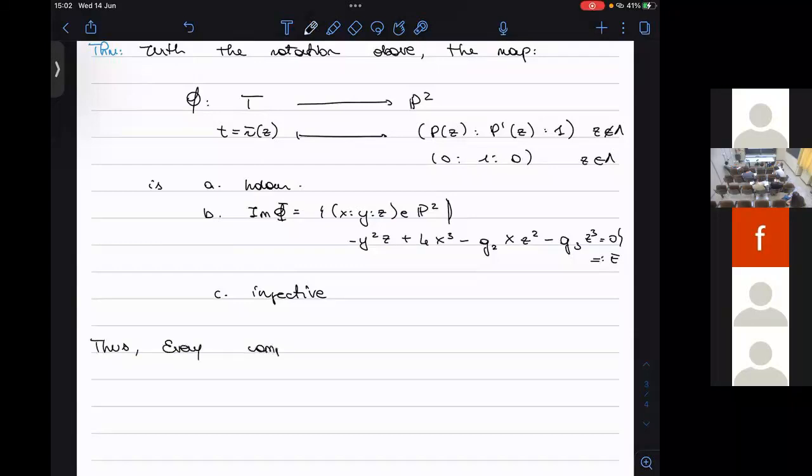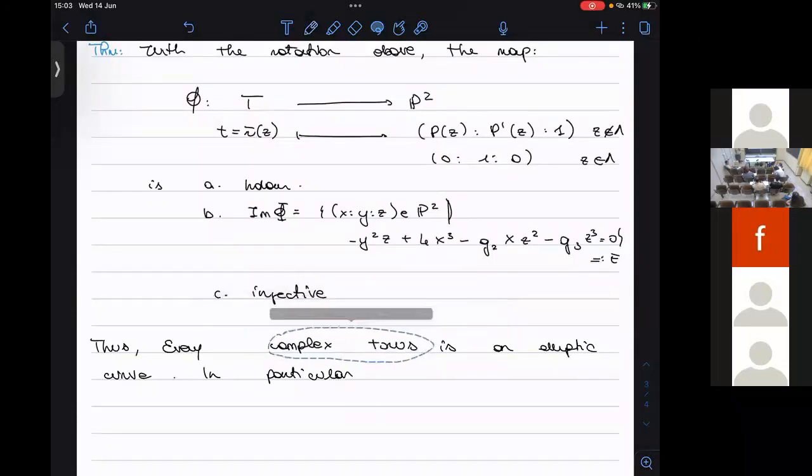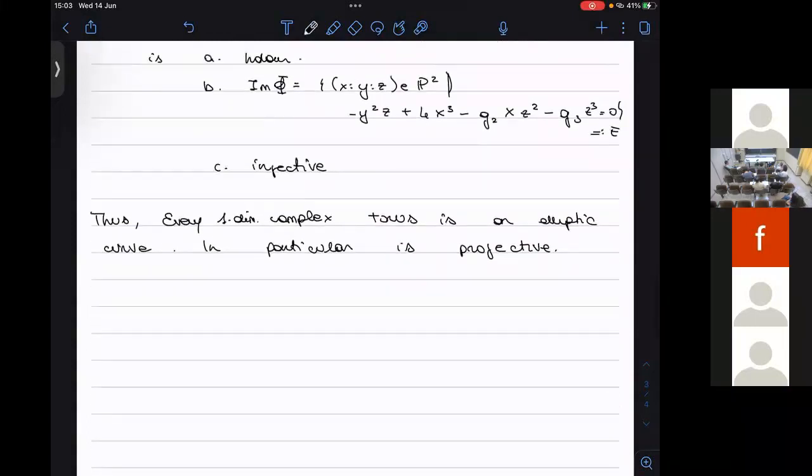every complex torus is an elliptic curve. So in particular, every complex torus of dimension 1, in this case I want to talk to you only about the one-dimensional complex torus, is an elliptic curve, so in particular it is projective. And I want to underline this fact again, since in general this is not true.